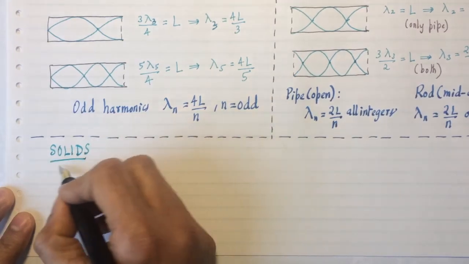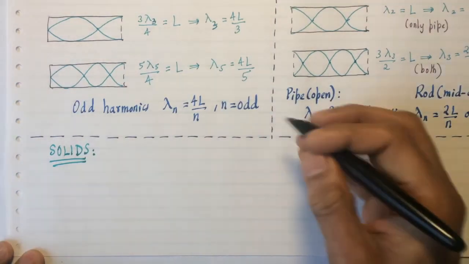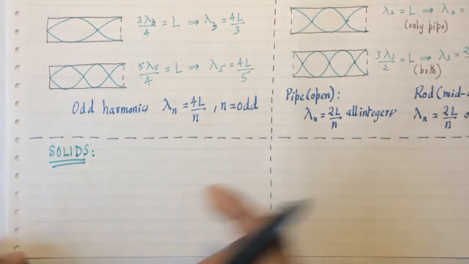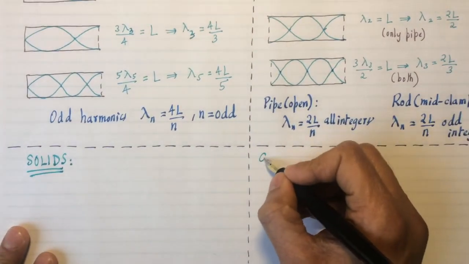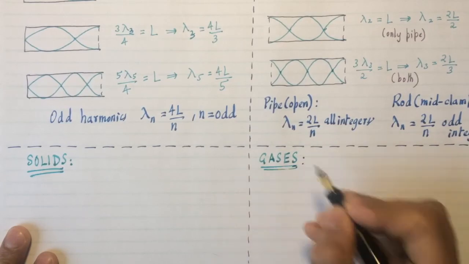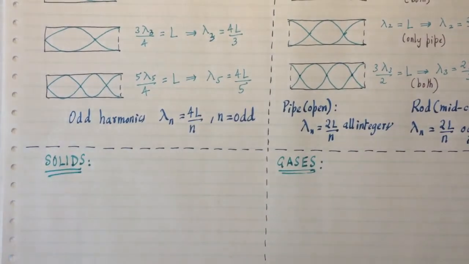Rods are solids, and so you need to think of them as one category. And the second category I'll talk about, pipes, are usually filled with fluids or gases. So that'll be the second category. And both these categories have a little technicality associated to them. Let's see what that is.